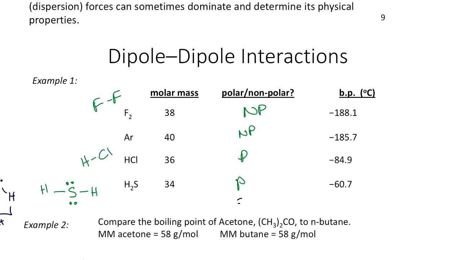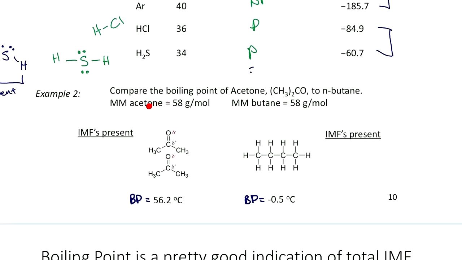So LDF does not explain the differences here, but what does explain the difference is polarity. The nonpolar compounds have very low boiling point temperatures, and then the polar compounds have slightly higher boiling point temperatures, less negative boiling point temperatures.